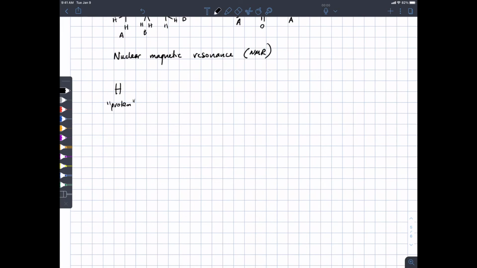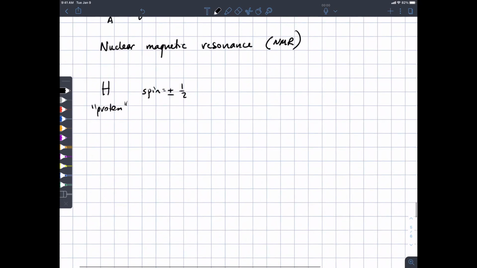It turns out that protons and neutrons, like electrons, have angular momentum or spin. And different nuclei have different spin characteristics. It's complicated, but for right now, it'll be sufficient to say that the proton has 2 possible spin quantum numbers. Its spin can be plus 1/2 or minus 1/2. All right, kind of like the electron. So a proton has a spin or angular momentum.